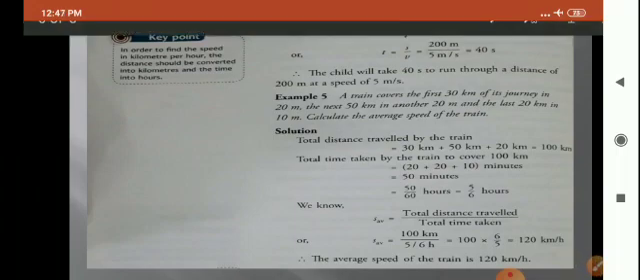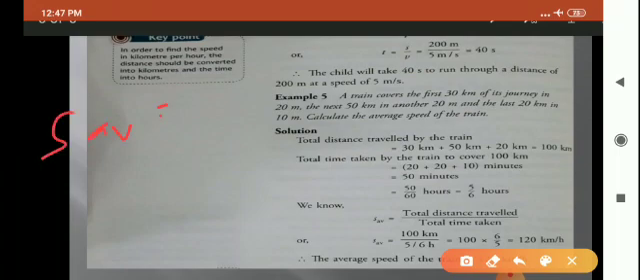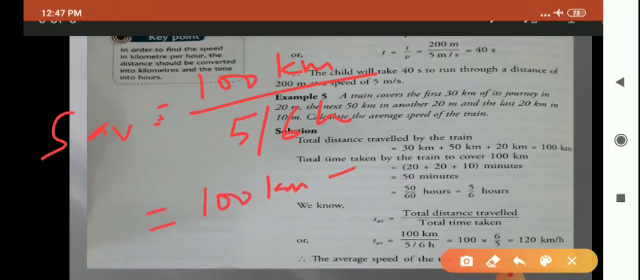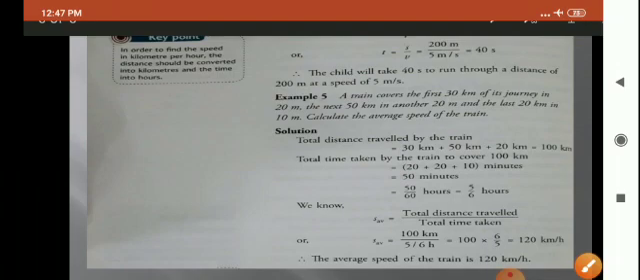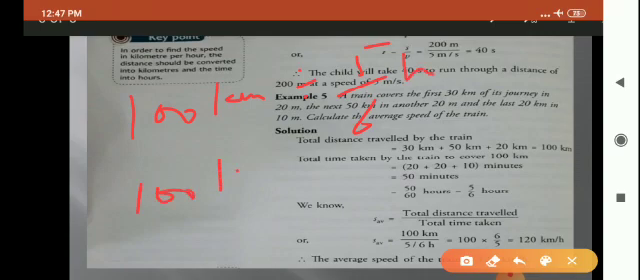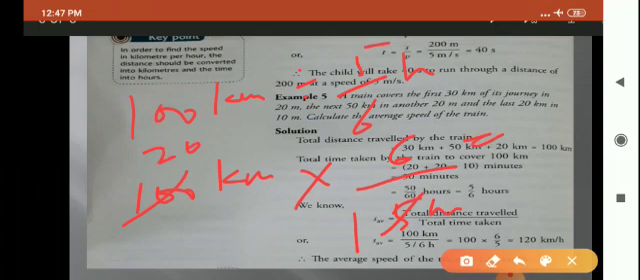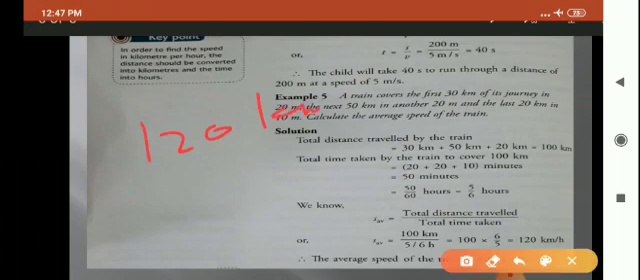Average speed SAV is equal to total distance traveled upon total time. That is, what is the SAV? SAV is equal to total distance. What is the total distance? 100 kilometer upon total time 5 by 6 hour. Okay, now we can write like this: 100 kilometer divided by 5 by 6 hour. When division is changed into multiplication, reciprocal takes place: 6 upon 5 hour. Now 5 ones are 5, 5 twenties are 20, that is 20 into 6, that is 120 kilometer. Now hour is below, so upon hour, that is your answer: 120 kilometer per hour.